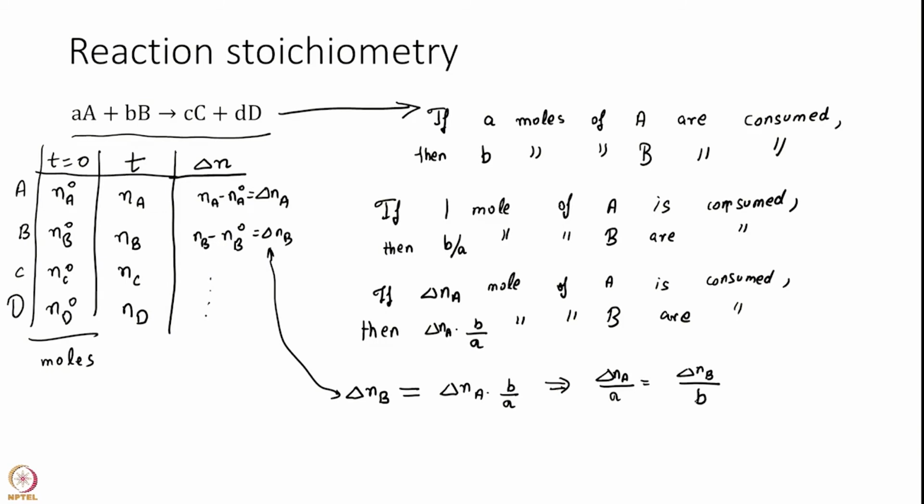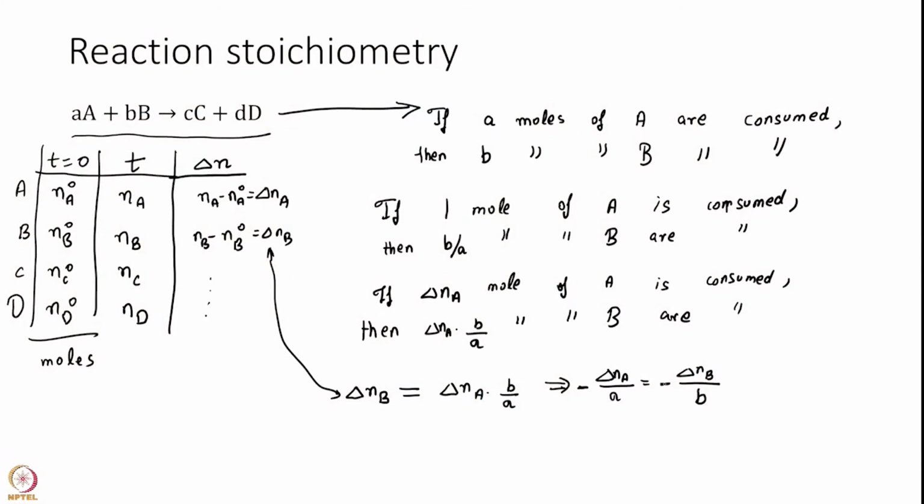And as a convention, we use a negative sign for consumption. That is a convention. So this equation is true, so this equation is also true. I can put a negative sign, that is my choosing. So, for consumption I choose a negative sign, and for production I will choose a positive sign.